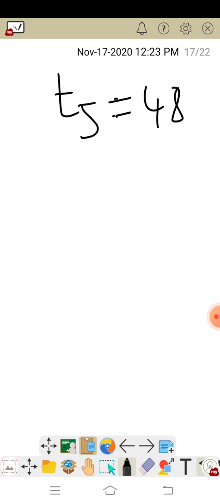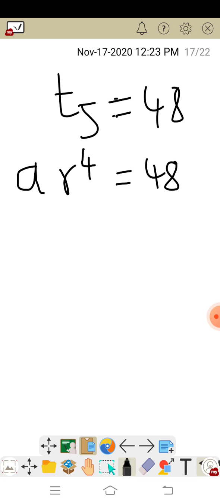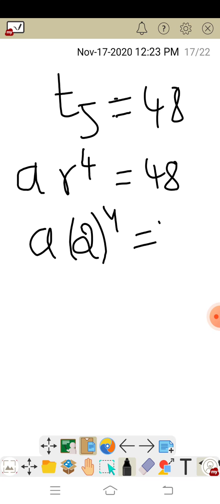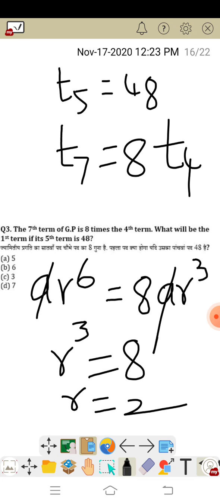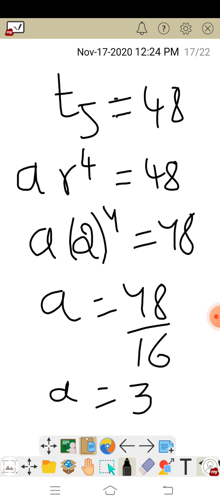It is given that T5 is equal to 48, that is A into R to the power of 4 is equal to 48. But the R value you have is 2, so A into 2 power 4 is equal to 48. 2 power 4 is 16. So A is equal to 48 by 16. Nothing but the first term will become 3. Then what is the question he is asking? Find what the first term will be. What is the first term you are getting? Yes, it will be 3. Option number C. Right. See the next question.